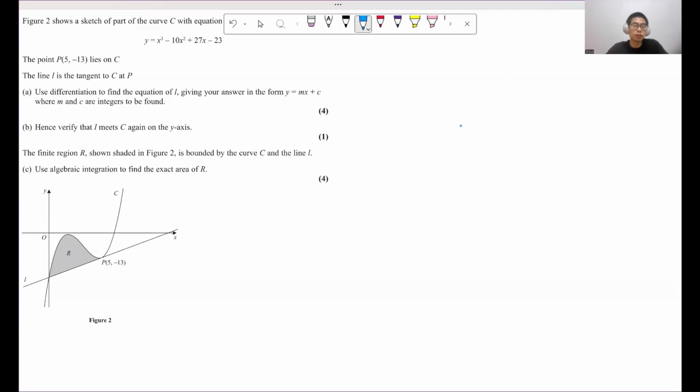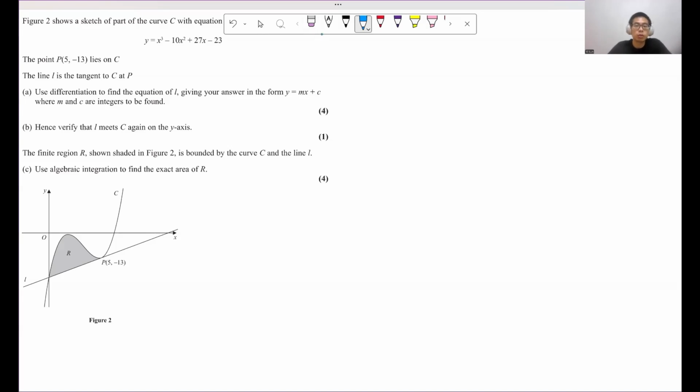Question 7. Figure 2 shows a sketch of part of the curve C with equation y equals x cubed minus 10x squared plus 27x minus 23. The point P(5, -13) lies on C. The line L is the tangent to C at point P. Part a: use differentiation to find the equation of L, giving your answer in the form y equals mx plus c.